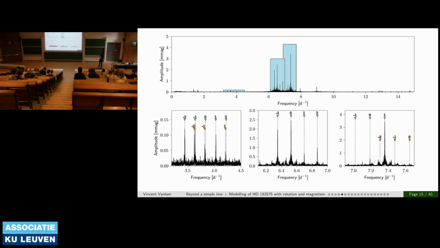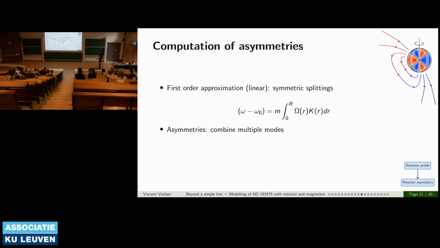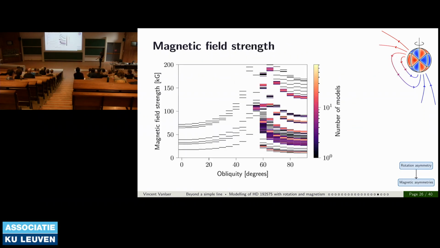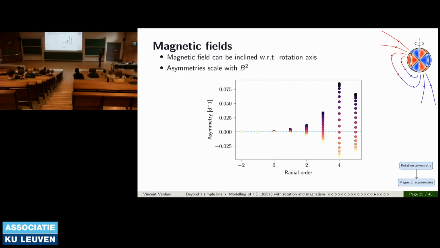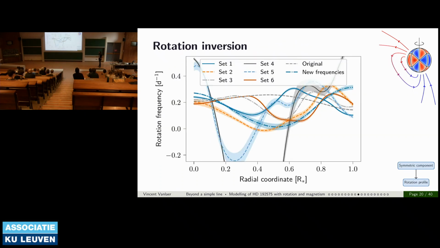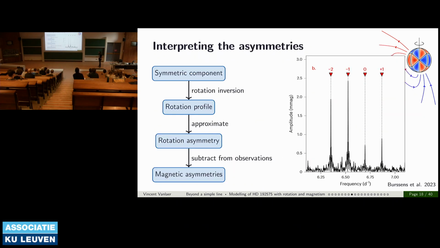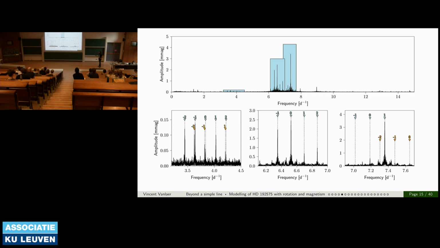Yeah, absolutely. That's basically why the question of whether we can constrain the magnetic field has both a yes and a no, because definitely the effect of deformation is not taken into account properly. I assume that once it's figured out, that will definitely have an effect on what magnetic field properties we get out. And one small remark is that these are very low order p modes.